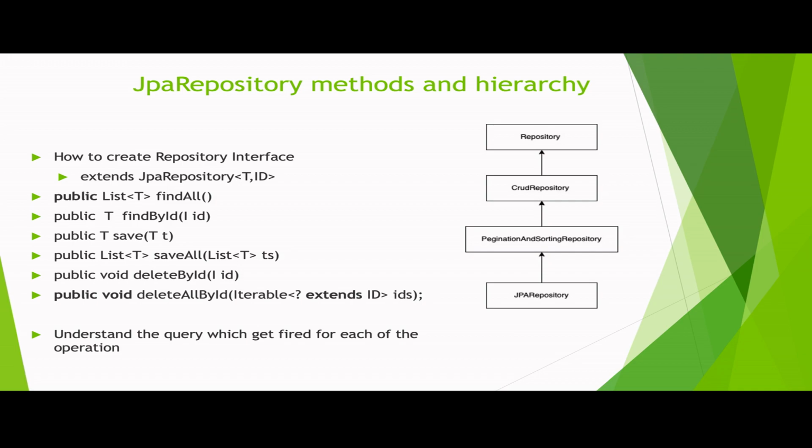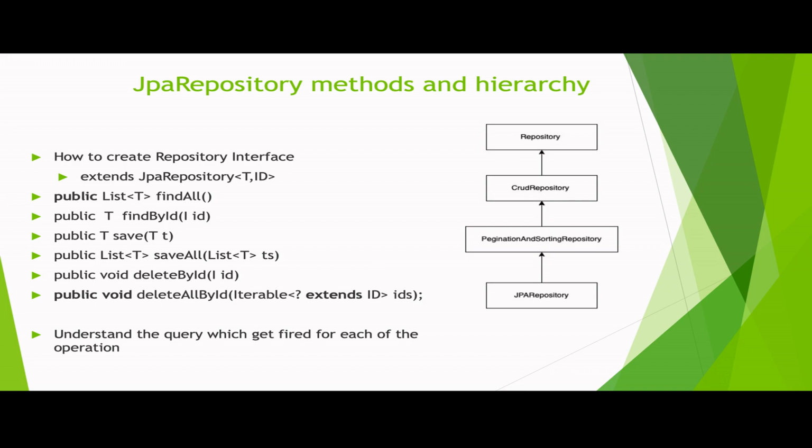Now delete by id will return a void, and it's going to delete. Similarly delete all by id takes an iterable which extends the id, the id type that JPA repository defines, any iterable which extends the id type.